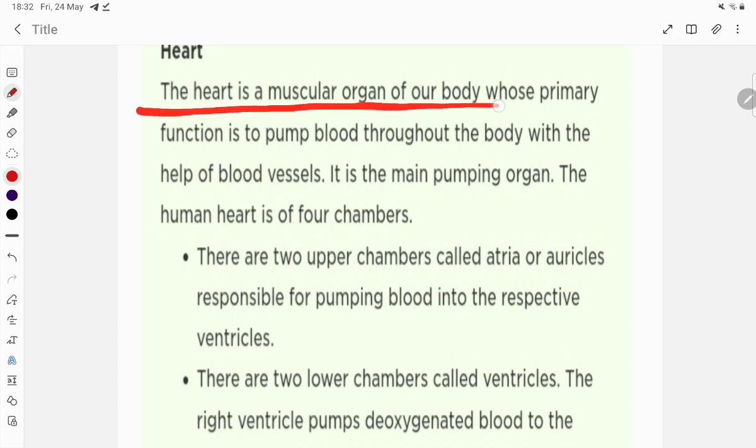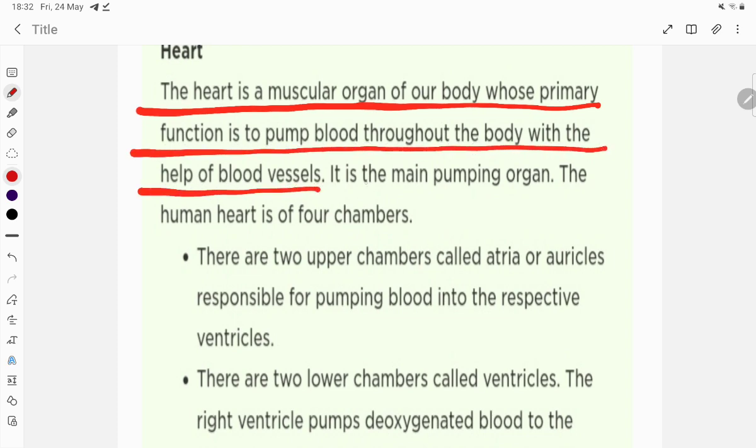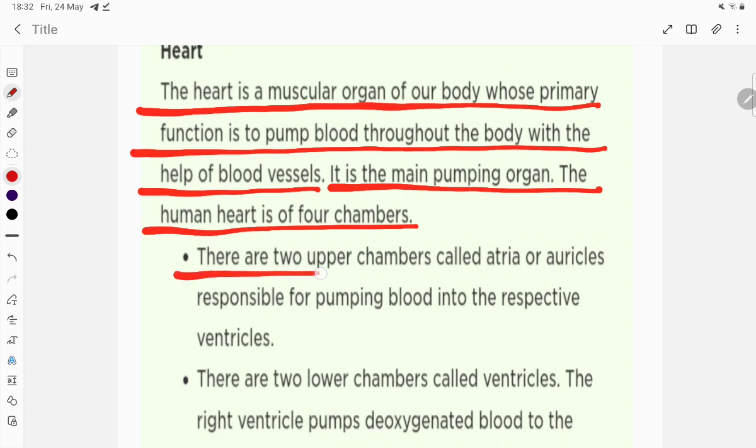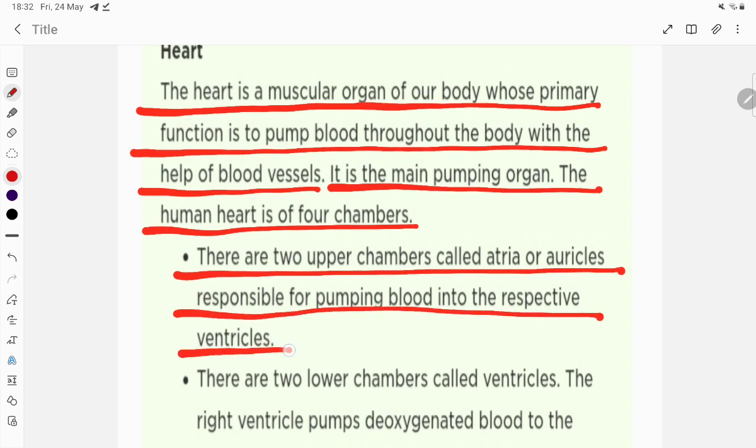The heart is the muscular organ of the body whose primary function is to pump blood throughout the body with the help of the blood vessels. It is the main pumping organ. The human heart has four chambers. There are two upper chambers called the atria, responsible for pumping blood into the respective ventricles, and two lower chambers called ventricles.